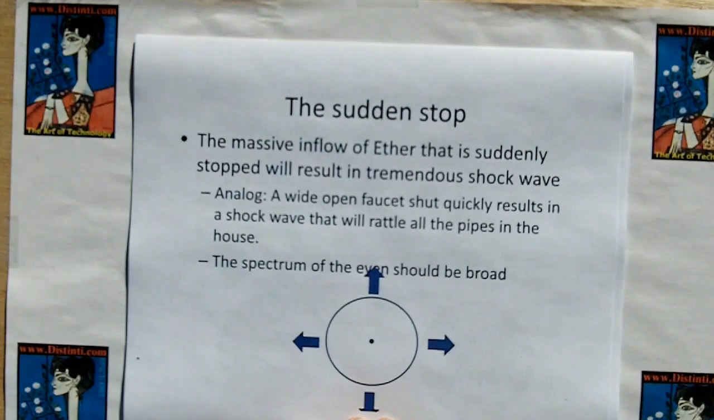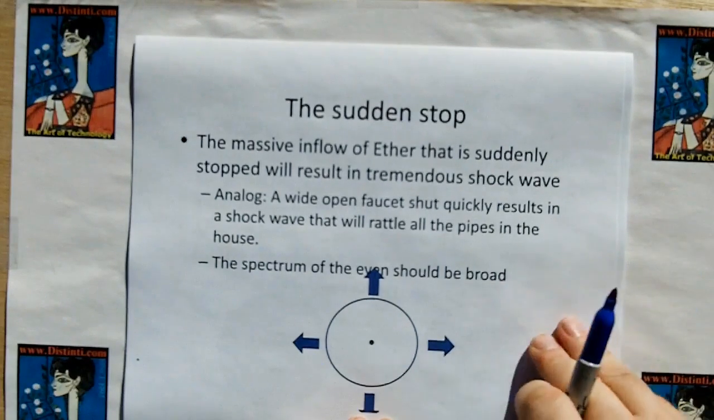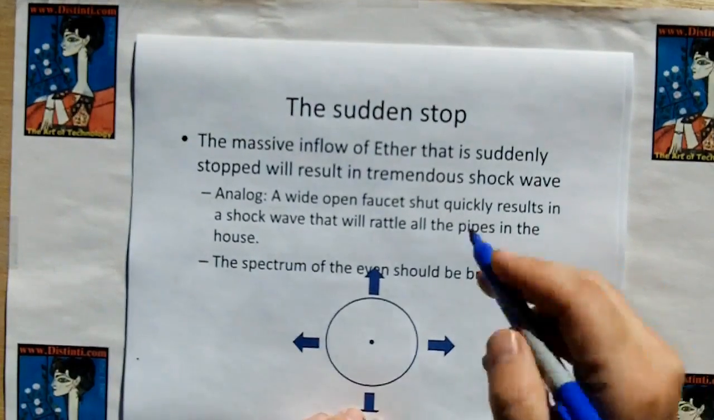The analog with this would be if you had a wide open faucet and shut it off quickly. You notice how the shock wave would rattle all the pipes in your house. And because it's a sudden stop, the spectrum of the event should be broad.